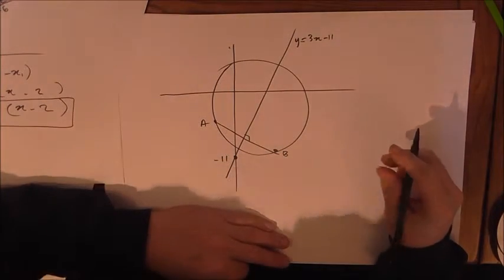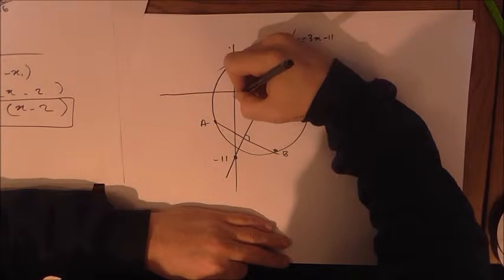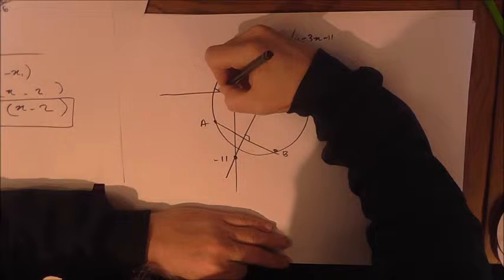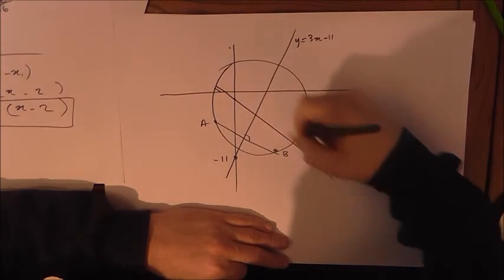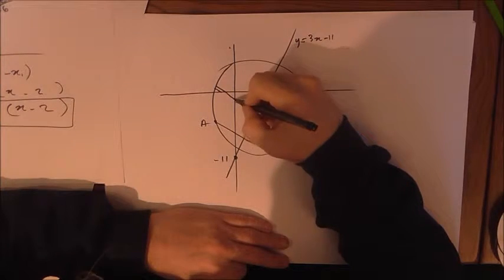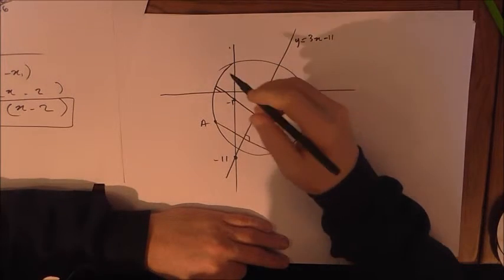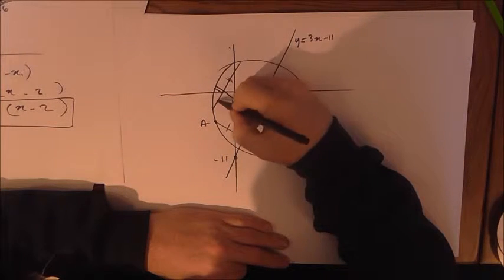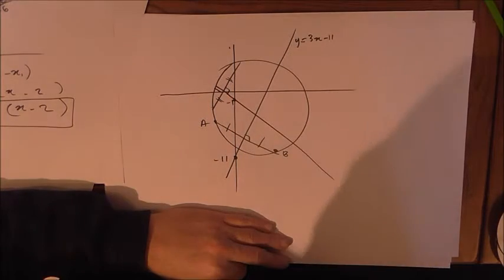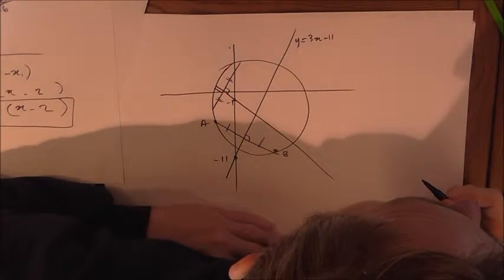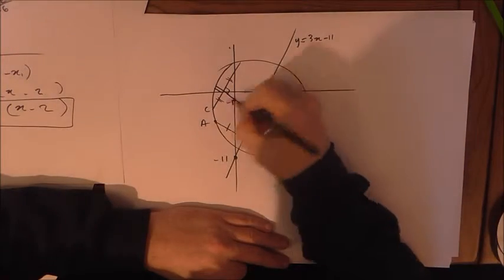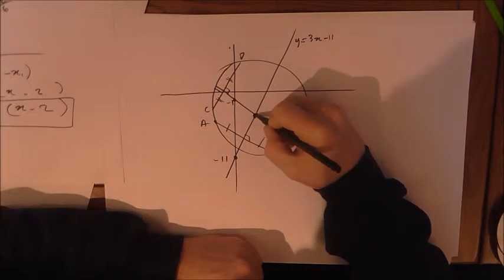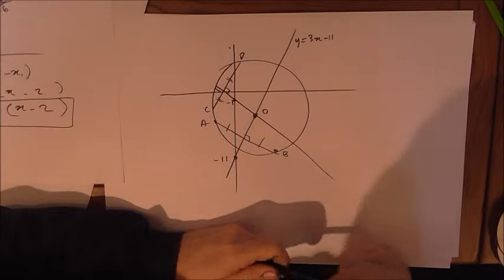Other line, y equals negative x minus 1. It's a gradient of roughly negative 1, and that's a y-intercept of negative 1. This is a perpendicular bisector as well, we're told, this time of CD. Now, perpendicular bisectors go through the centre, so this has to be the centre. It's the only way for them both to go through the centre.